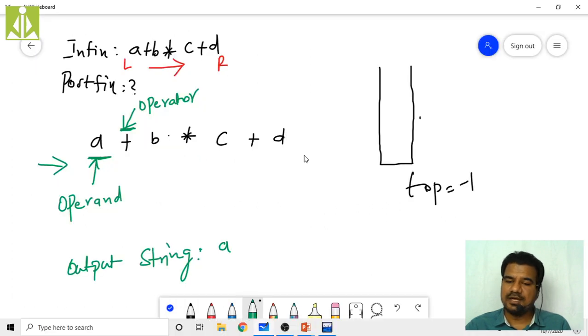So plus sign, push. To push that plus onto the stack, simply put the plus and increment. Before pushing it, we have to increment the top value by 1. So top will become 0, since -1 plus 1 becomes 0. The top will come over here and this plus sign will be added over here.